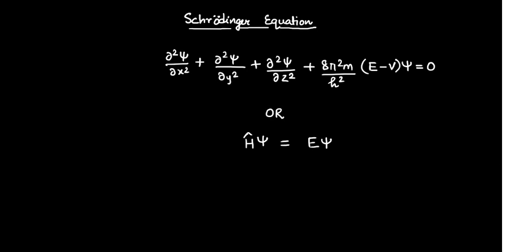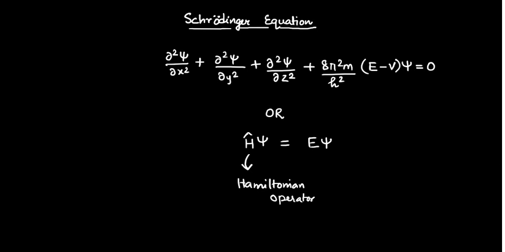Okay. Now, this can also be written as H cap psi is equal to E psi. Now, what is H cap? H cap is nothing but a mathematical operator. It is named the Hamiltonian operator. Okay. Now, what is a Hamiltonian operator? It is very much a mathematical operator, like addition, subtraction, multiplication, division. It's an operator. Okay. Now, it proceeds with mathematical operations.